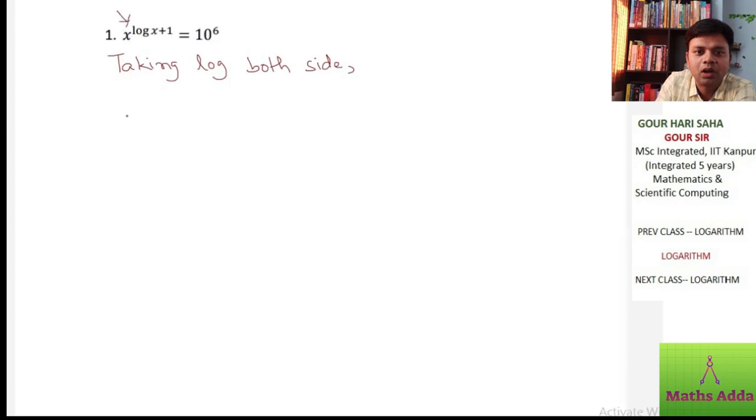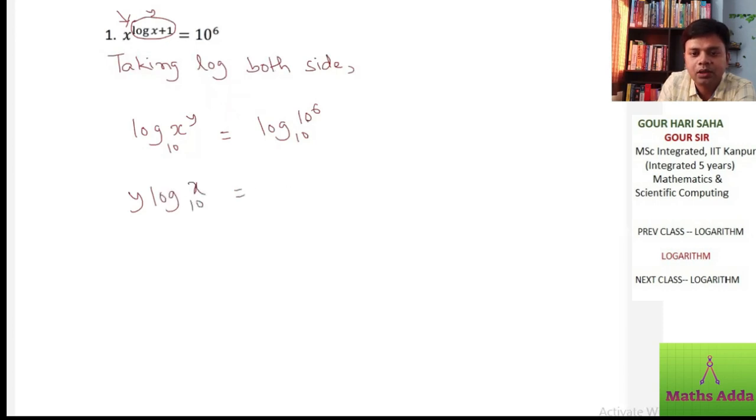I consider this is y, so it is log of x to the power y base 10 is equal to log of 10 to the power 6 base 10. So this will become y log x base 10, and this will become 6 outside. Log of 10 base 10 is 1, so this is 6. Now put the value of y. It is log of x plus 1 into log x, which is equal to 6.